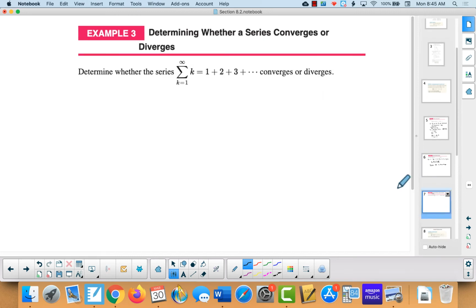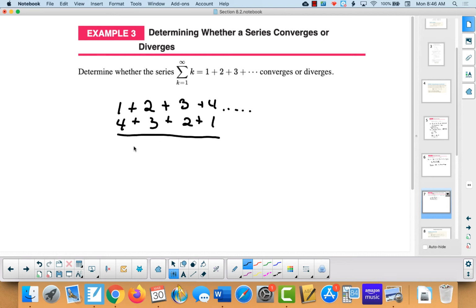So this gives us the idea. Here we can tell if this series converges or diverges by using, this is just adding up all the counting numbers. So if you remember, we had a formula for that in AP Calc AB, where I talked about the fact that if we add up counting numbers like this and then we add them up backwards, we always get the same sum.